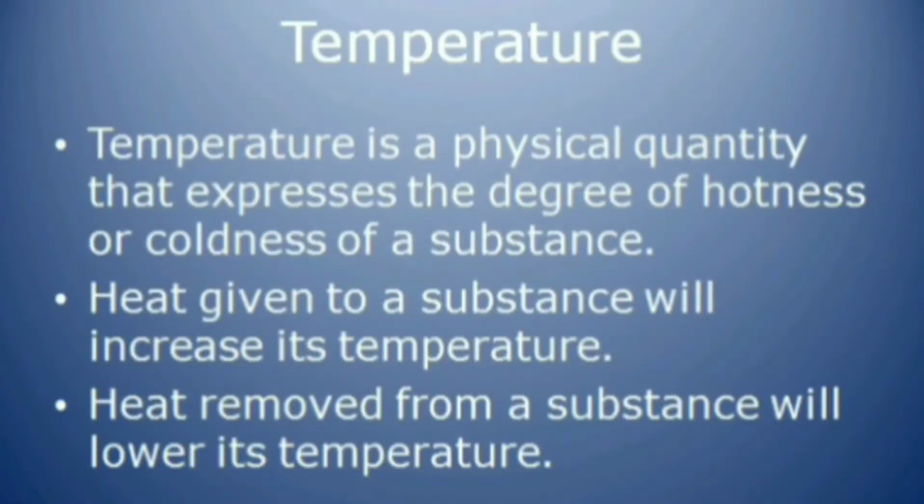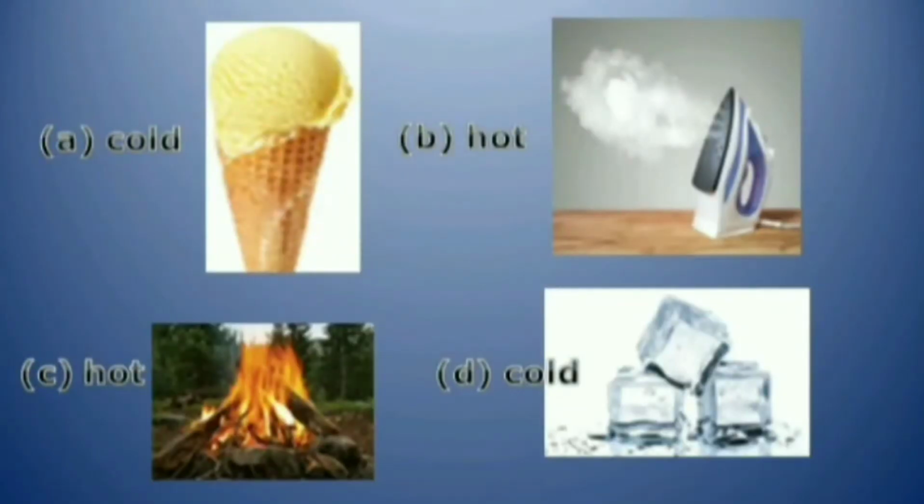Temperature. Temperature is a physical quantity that expresses the degree of hotness or coldness of a substance. Heat given to a substance will increase its temperature. Heat removed from a substance will lower its temperature. Figure 1. Various hot and cold objects. A. Cold. B. Hot. C. Hot. And D. Cold.